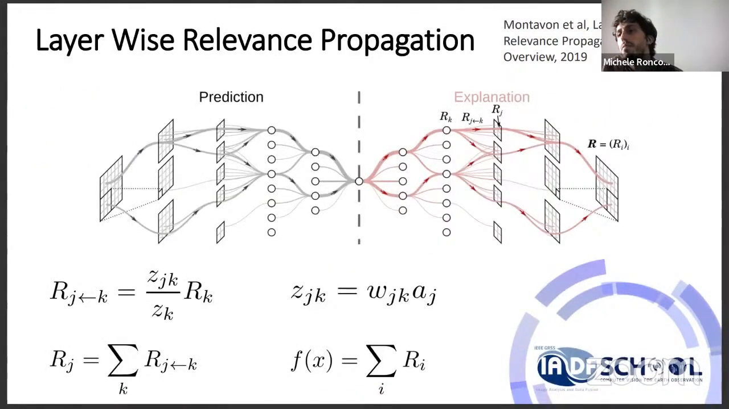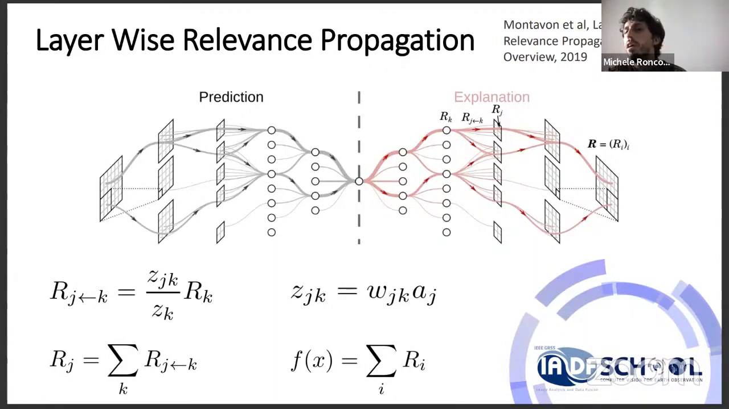Another one of them, which can be used for images but actually for any kind of neural network, is layer-wise relevance propagation. This is also very popular, and there are many variations of this method which have been discussed over the years. Basically, the differences are in how you calculate this relevance. In the original paper, on the left here, this figure explains a bit how the method works.